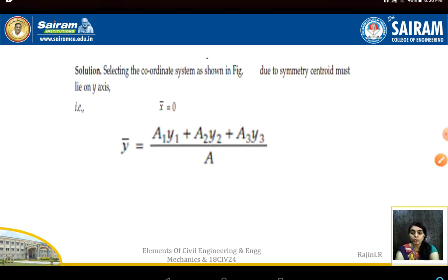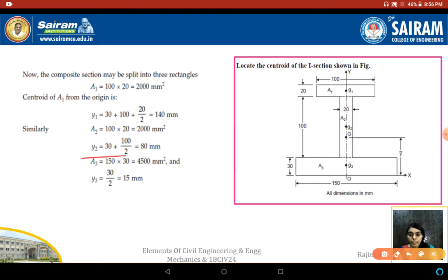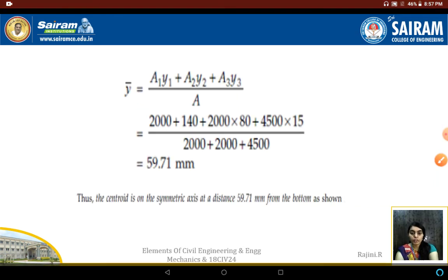Next, y2. I'll just mark here, from here to here, this much is y2. So y2 is, as usual from the bottom, 30 plus 100 divided by 2, so it will be 80 mm. Next, y3, from here to here half. Since it is a rectangle, we directly take half of the distance, that is 30 divided by 2, that is 15 mm. So this is the way of solving this problem.